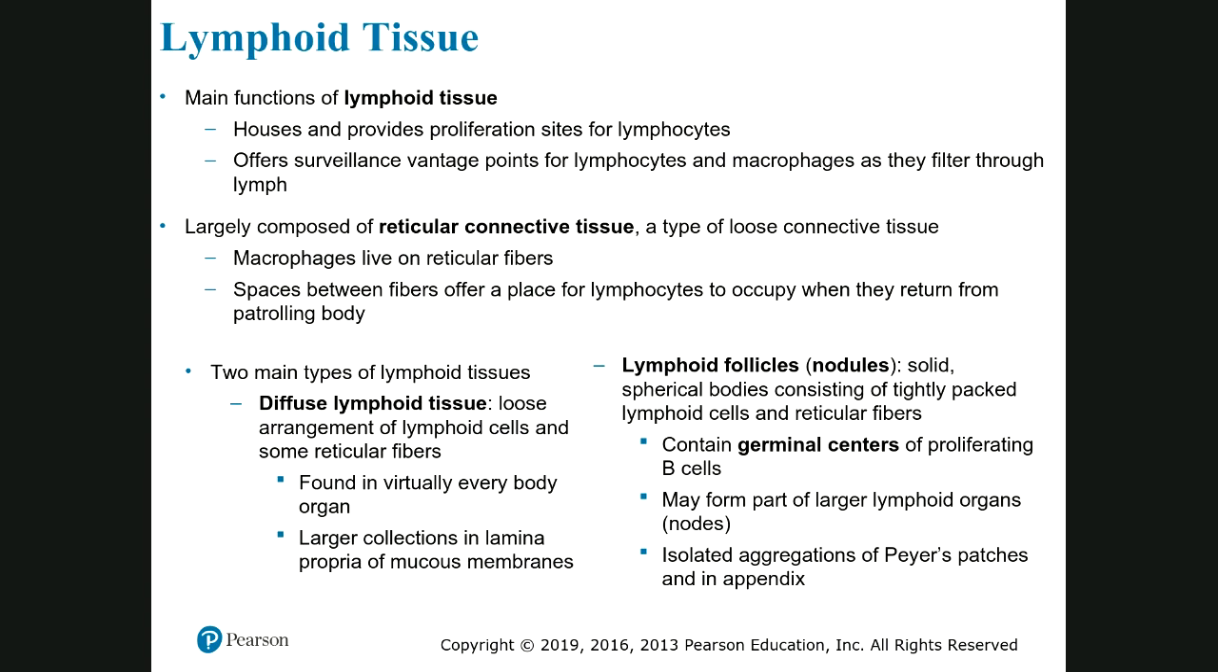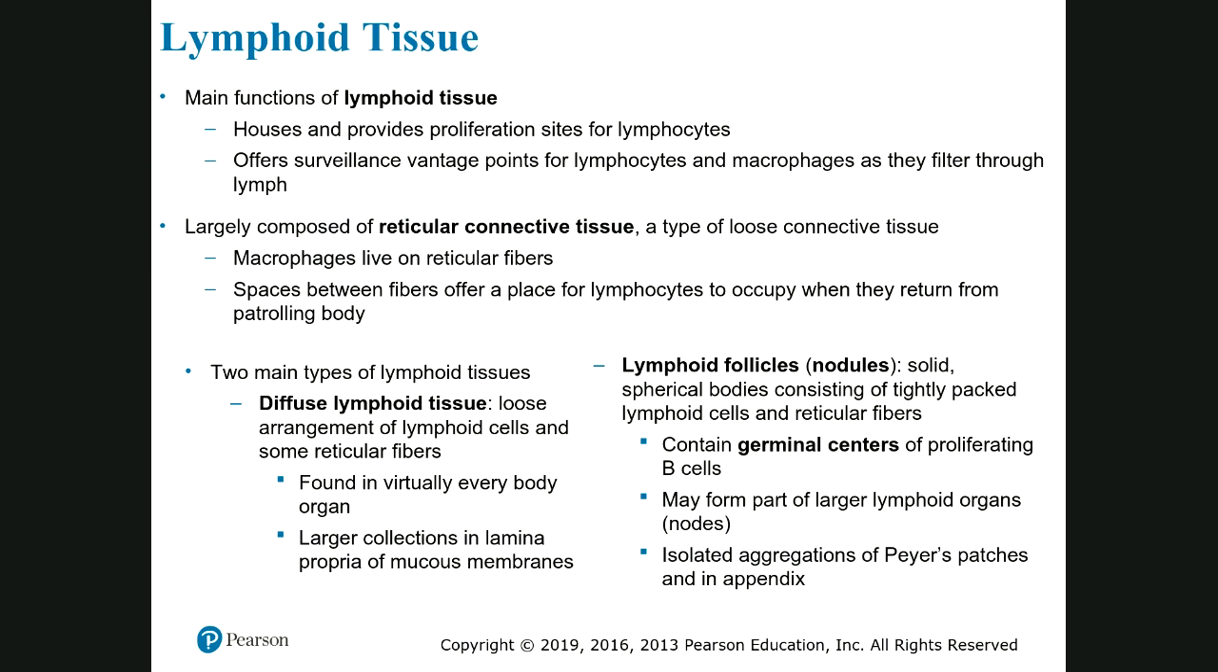All right, so of course from cells we move to tissue. For tissue, the main function is to house and provide proliferation for the lymphocytes. And of course, they play a role in defense. It's largely composed of reticular connective tissue, which is a type of loose connective tissue. There are two main types of lymphoid tissue. We have diffuse lymphoid tissue and we have compact solid lymphoid follicles. We call that a follicle.